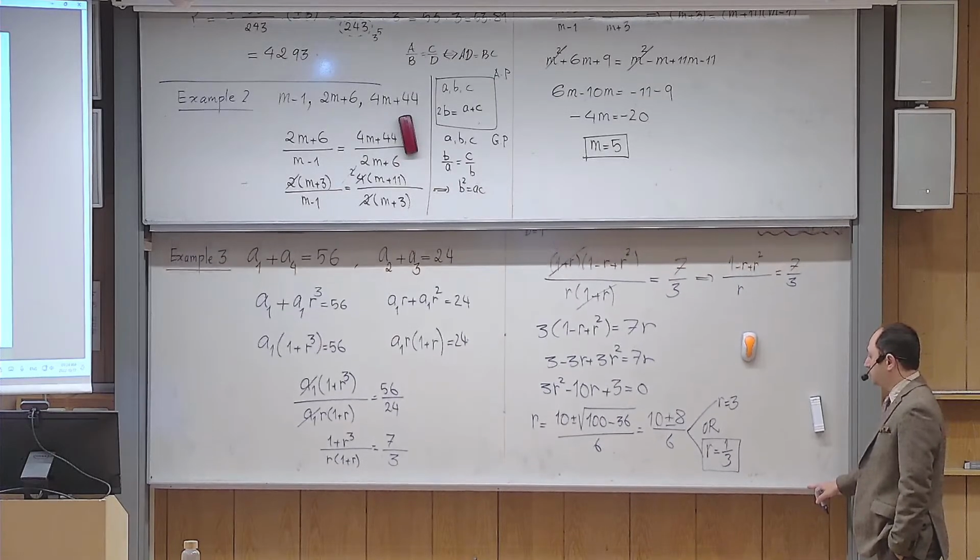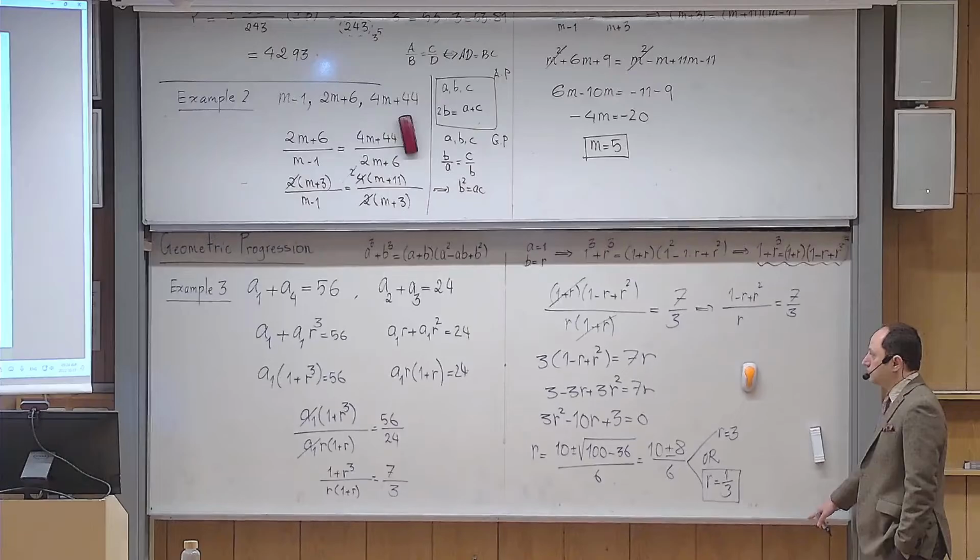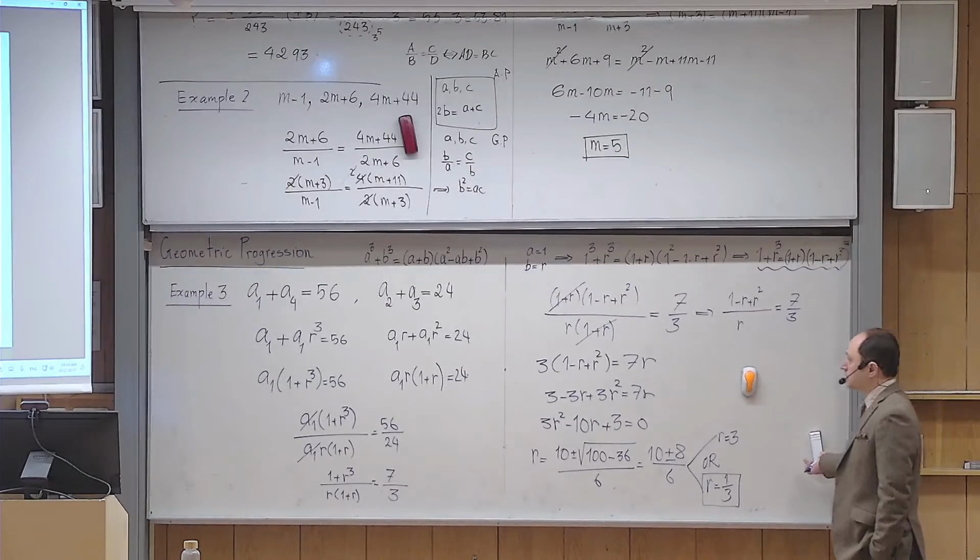Okay, when r is 1/3, what should I do? I need to find a as well. So what is a?